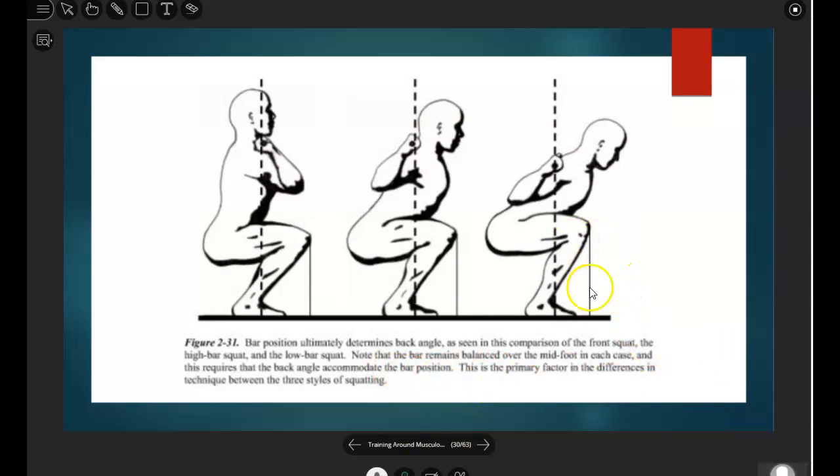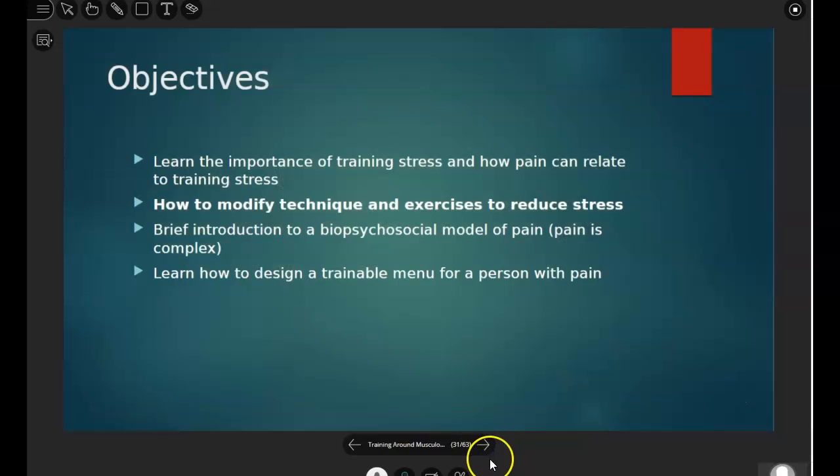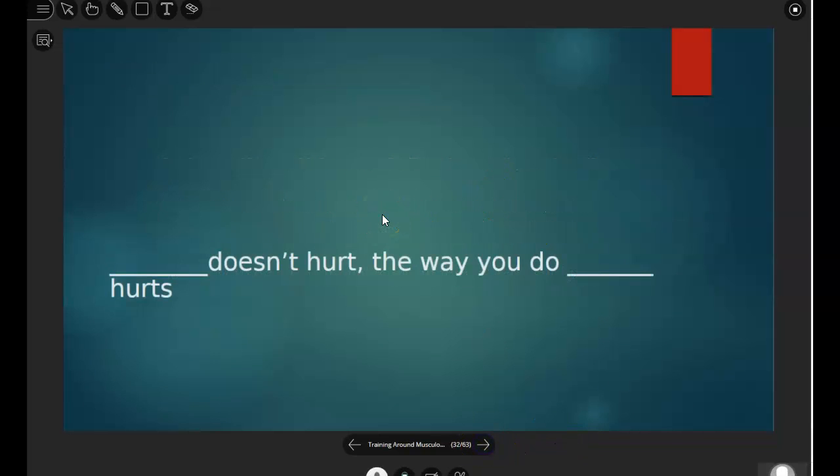So if someone has knee pain, maybe a low bar back squat where they're sitting back a little bit more is a little bit better for that person than a front squat, if they have knee pain when the knee moves anteriorly. So based on that, how can we modify technique and exercises to actually reduce training stress?